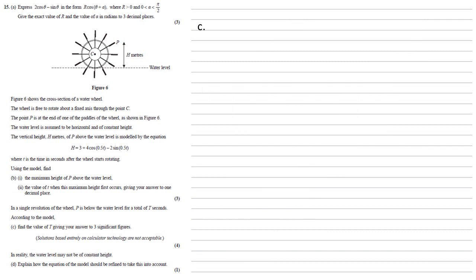In a single revolution of the wheel, P is below the water level for a total of T seconds. According to the model, we need to find the value of T, giving our answer to 3 significant figures. So we can see that to find this total amount of time below the water level, we need to find the point where it reaches the water level first, and then the point it takes to reach the water level the second time. And in between those two times, that is our value of T.